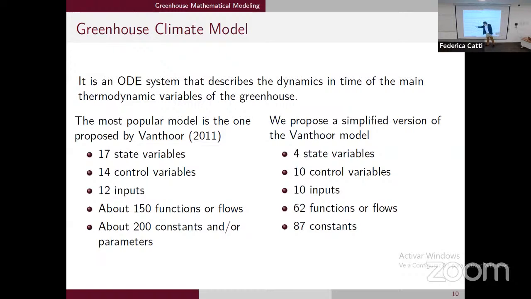It has 14 control variables. The controls are, for example, turning off the artificial light or the heating system. 12 inputs. The inputs are meteorological variables: solar radiation, outside temperature, wind speed. About 150 functional flows, and about 200 constants and or parameters. We propose a simplified version of the Vanthoor model with 4 state variables, 10 control variables, 10 inputs, 52 functional flows, and 87 constants. But the issue in proposing a new model is that we must validate it.